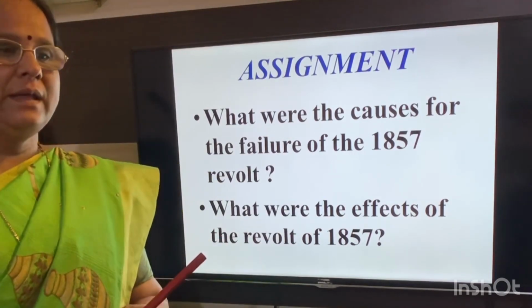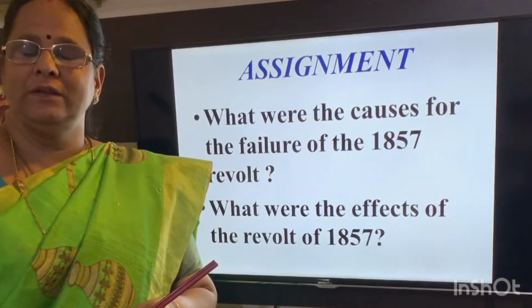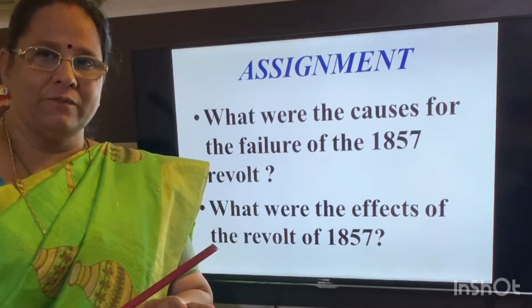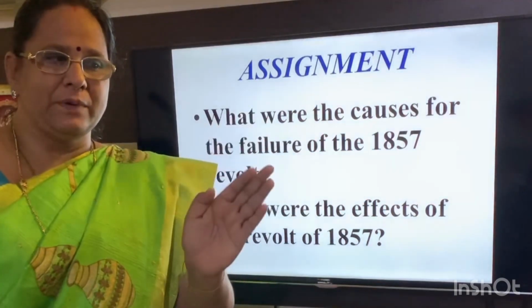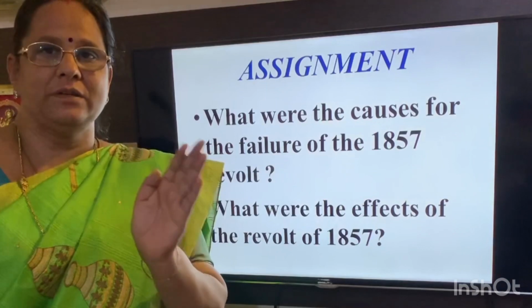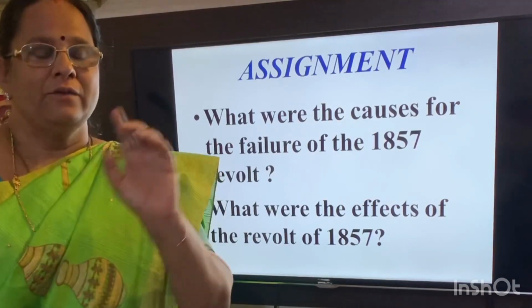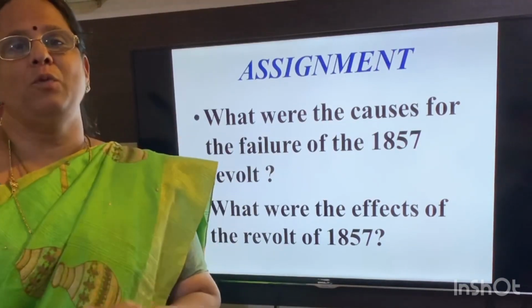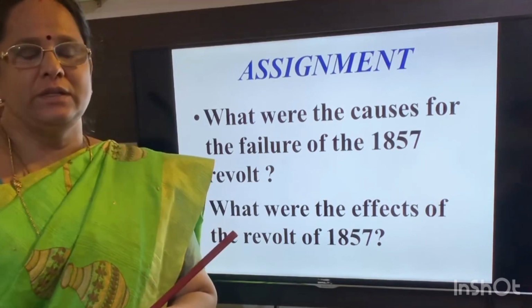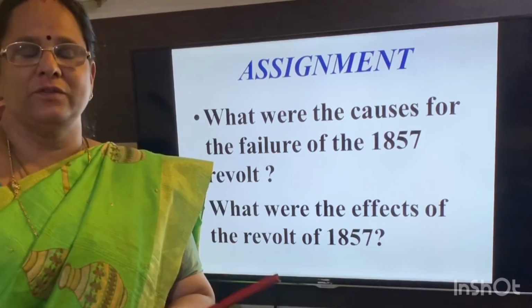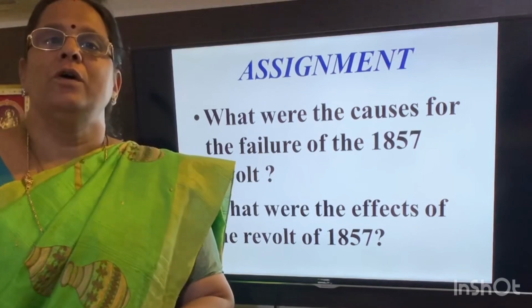Second question, the effect of the revolt of 1857. You will write from where the British East India Company rule came to an end and the British government ruled India. From there till all those 5 points have to be written. So this is the assignment which you have to submit on Monday.